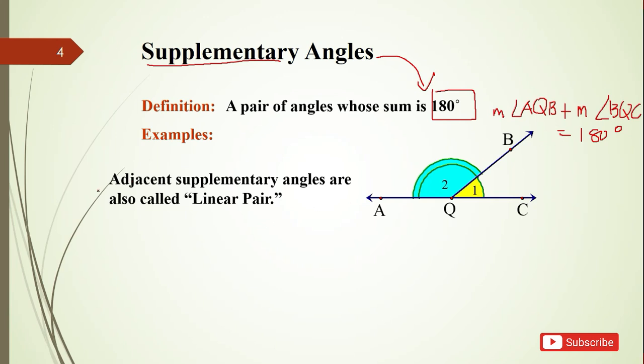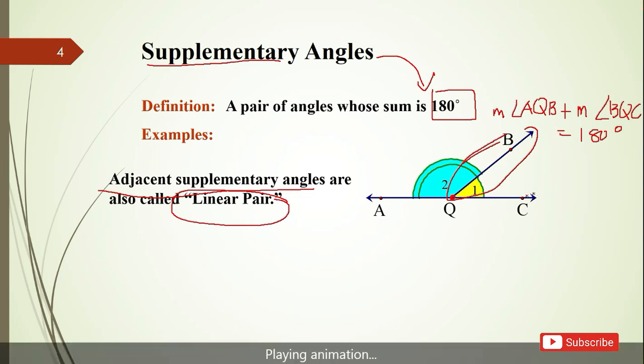Adjacent supplementary angles are also called a linear pair. That means if the two angles are put together and they share a common side, like here, and they have a common vertex, then that is said to be linear. It forms a line. Linear pair.